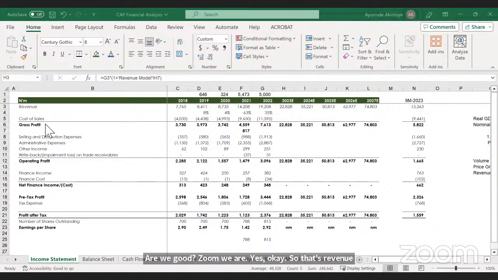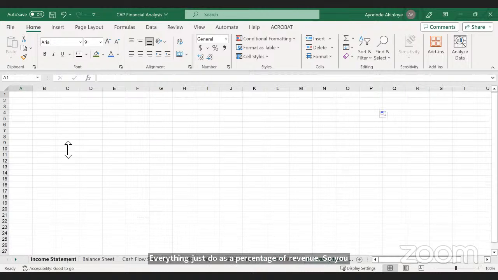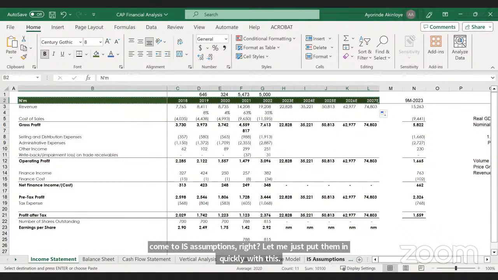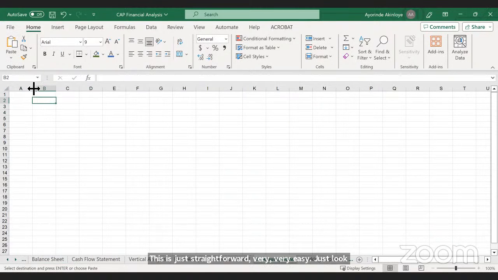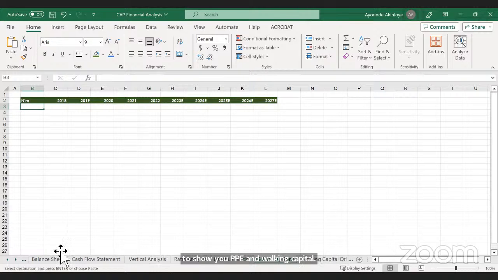Now, to forecast all the remaining items in your income statement, they are straightforward. Everything you just do as a percentage of revenue. So you come to IS assumptions, right? Let me quickly do this. This is straightforward, very, very easy. Just go with me so that you don't get lost, because I'm going to do it quickly since I want to show you PP and working capital. Once I show you PP and working capital, that will be the end.